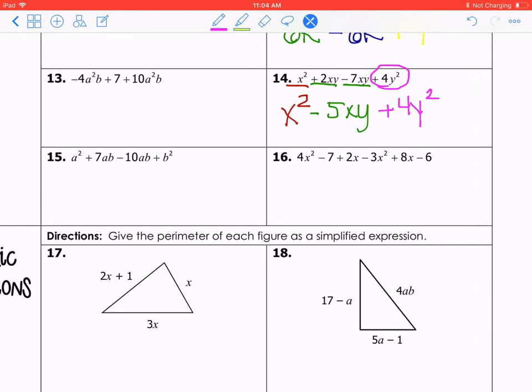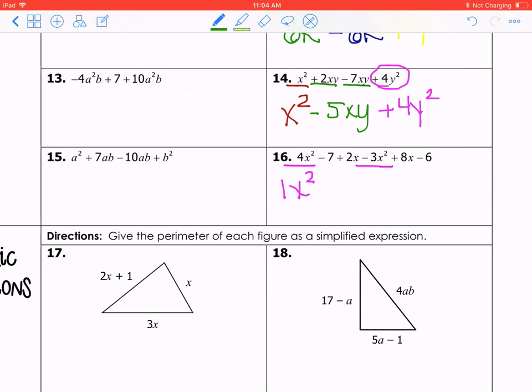Okay, so I'm going to do number 16. Okay, let's start with our x squareds. We have 4x squared minus 3x squared, which we know is 1. 4 minus 3 is 1. If you wanted to write the 1, you can, but you don't have to. But I'll write it for right now. So you have 1x squared.